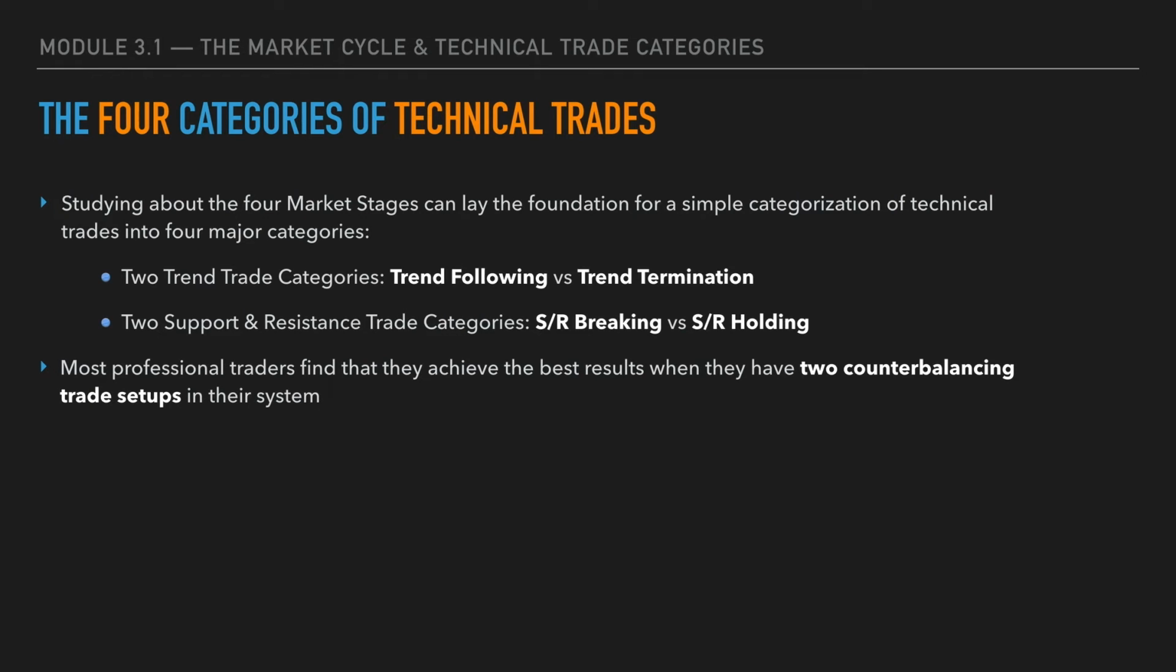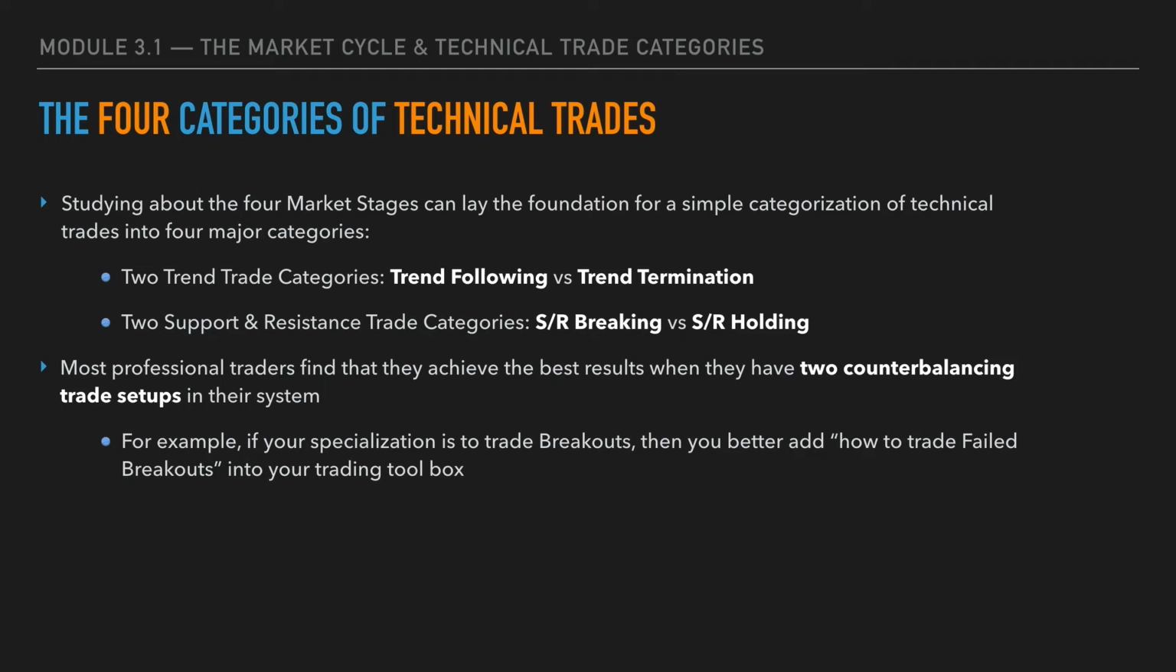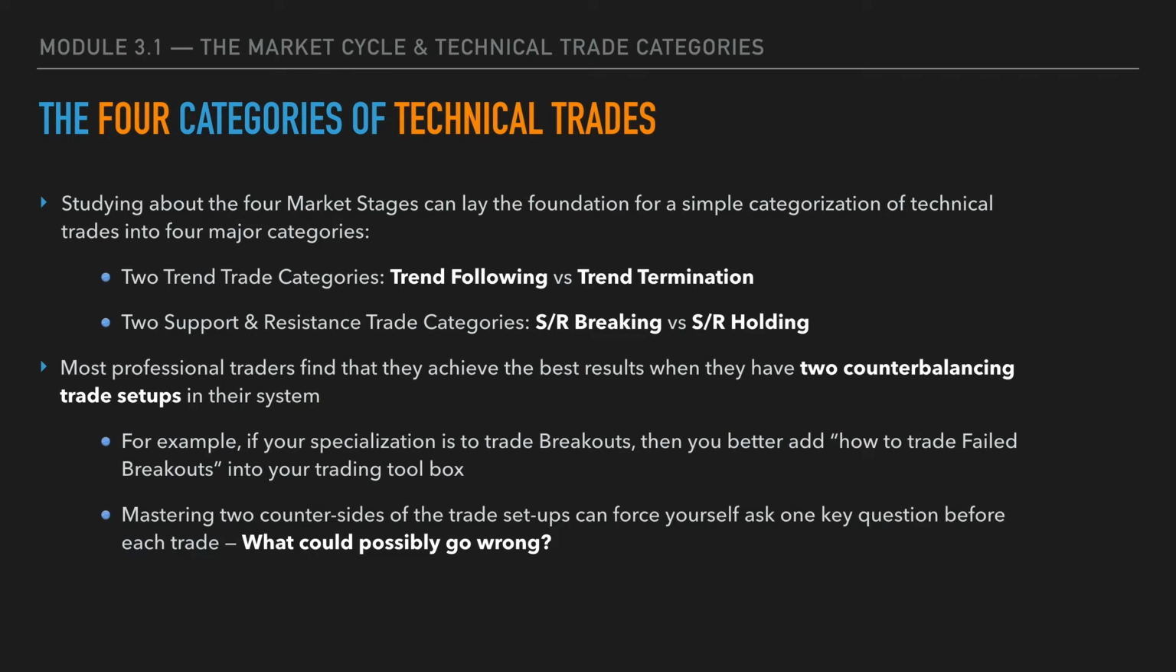Most professional traders find that they achieve the best results when they have two counterbalancing trade setups in their system. What does it mean? For example, if your specialization is to trade breakouts, then you better add how to trade failed breakouts into your trading toolbox too. It's often ignored by many traders because many new traders only focus on one strategy, but it's super important to learn the other way, because mastering two counter sides of the trade setups can force yourself to ask one key question before each trade. What could possibly go wrong?